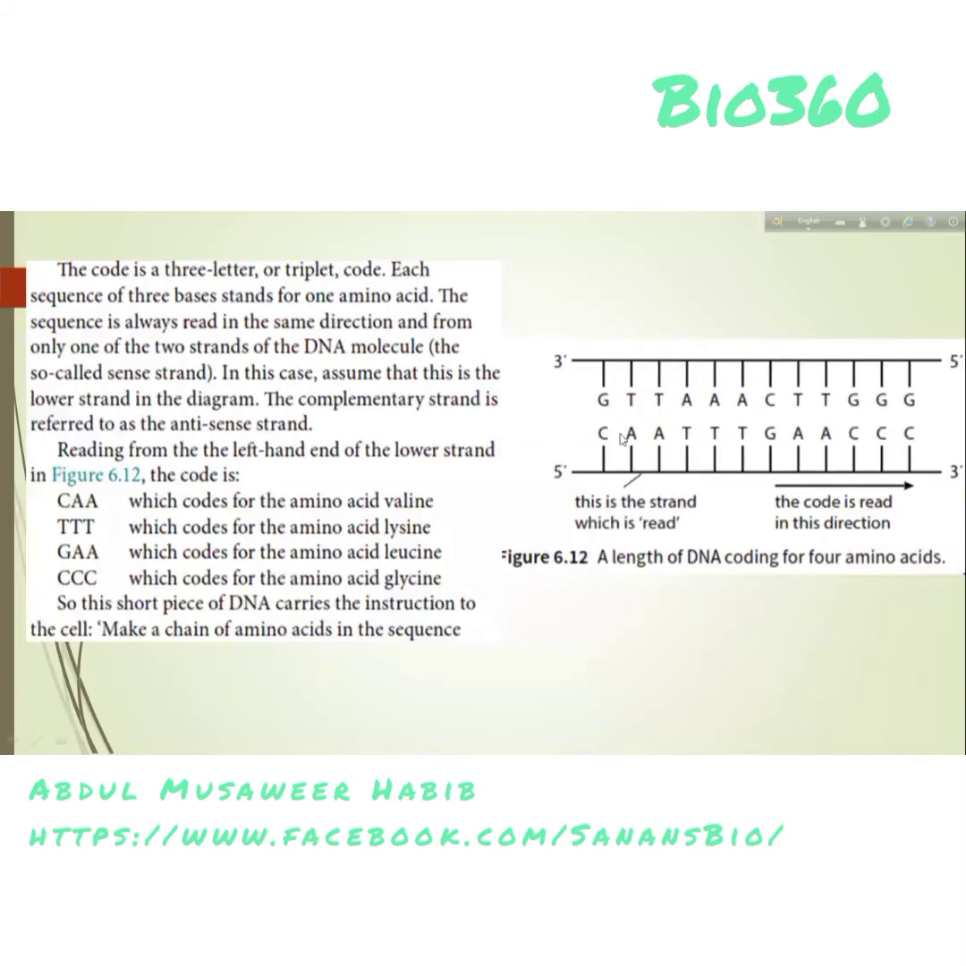See, this is a DNA molecule. This is the 5' to 3' strand. This is the 3' to 5' strand. This strand is called the sense strand, and DNA is always read in the 5' to 3' direction. This is called the antisense strand. This sense strand contains triplets of bases, and each triplet encodes a particular amino acid.